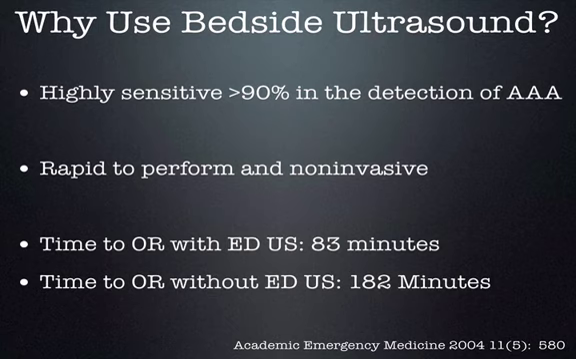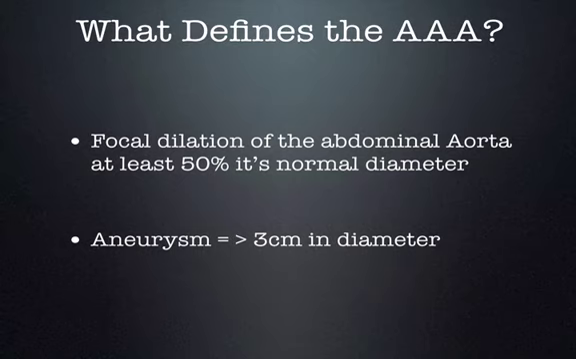All good reasons to bring a point-of-care ultrasound to the bedside early in any patient you're considering who may have the diagnosis of ruptured AAA. So what defines a AAA? Well, that's a focal dilation of the abdominal aorta at least 50% or 1.5 times its normal diameter.